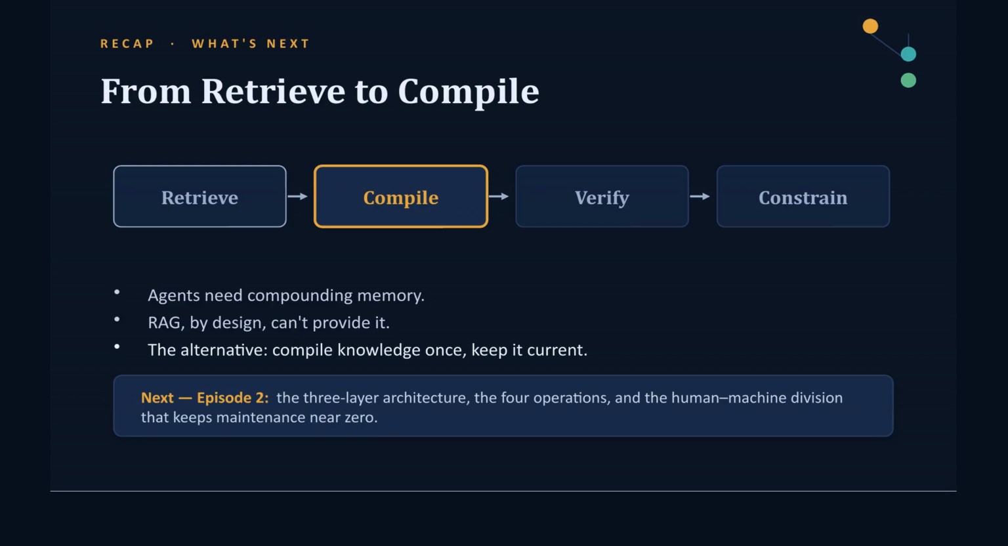To recap, agents need compounding memory, RAG, by design, can't provide it, and the alternative is to compile knowledge once and keep it current. Think of it as a ladder, retrieve, compile, verify, constrain. Today we climbed the first step, from retrieve to compile. In episode 2, we open the hood, the three-layer architecture, the four operations that run a wiki, and the human-machine division of labor that keeps maintenance close to zero.